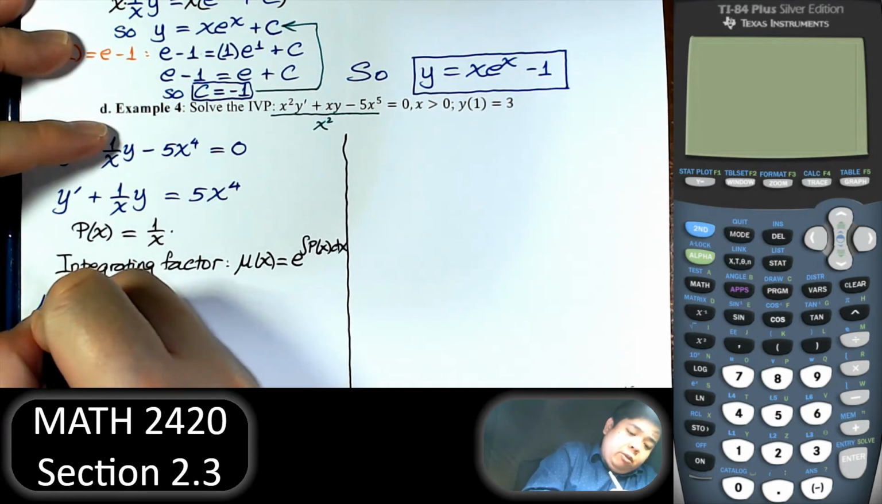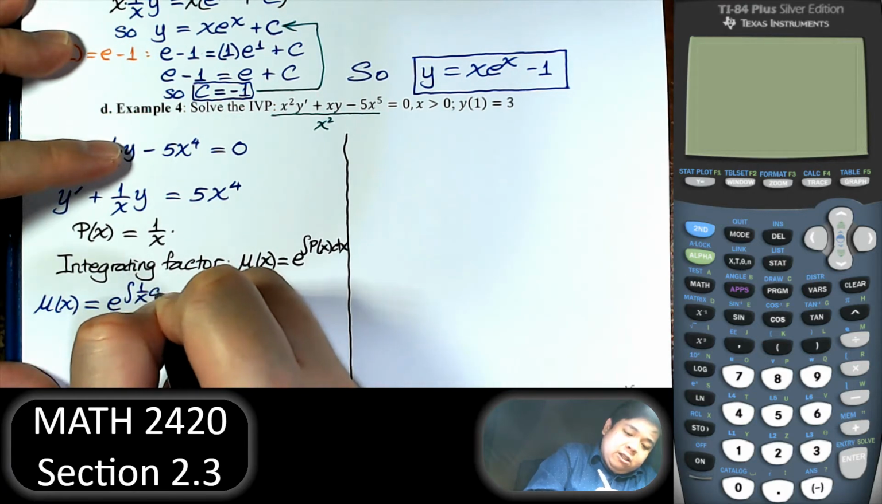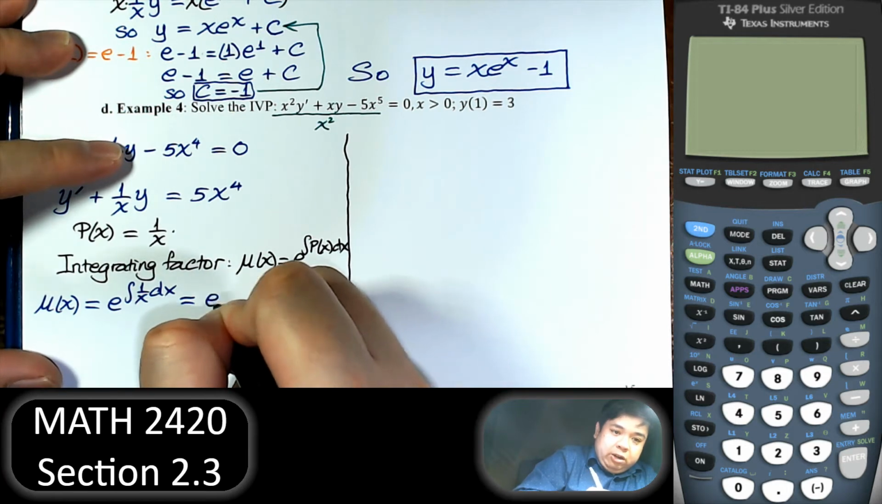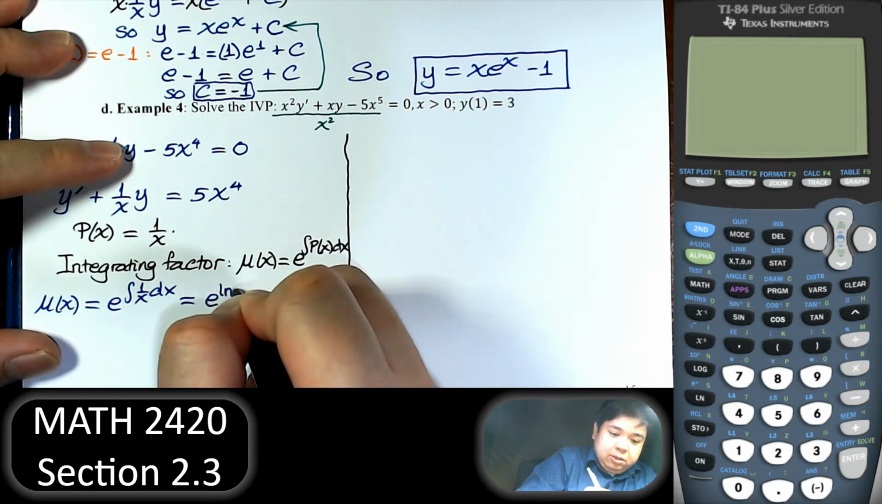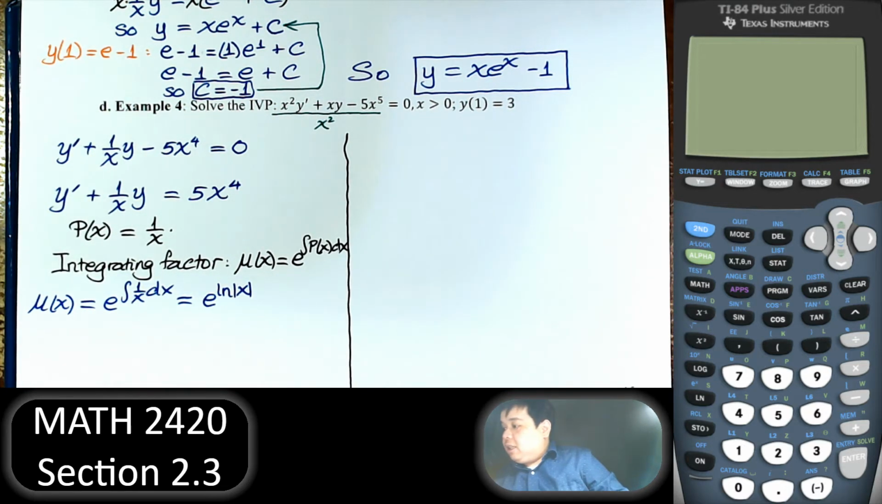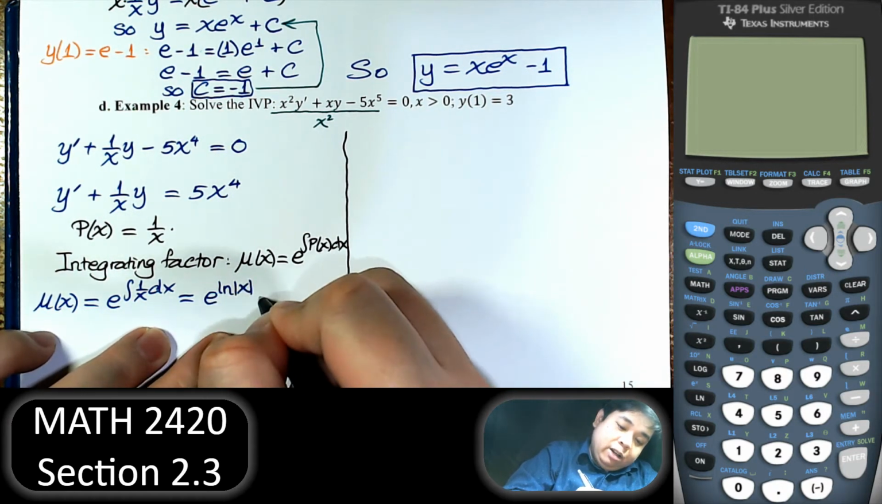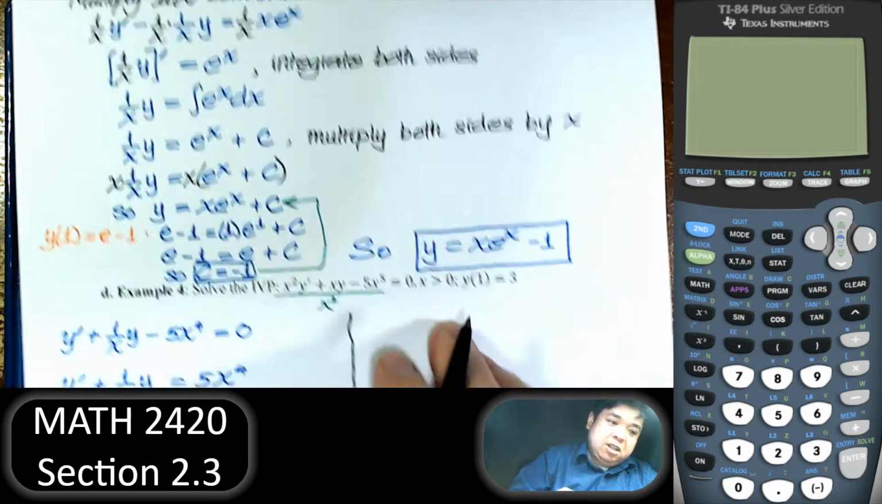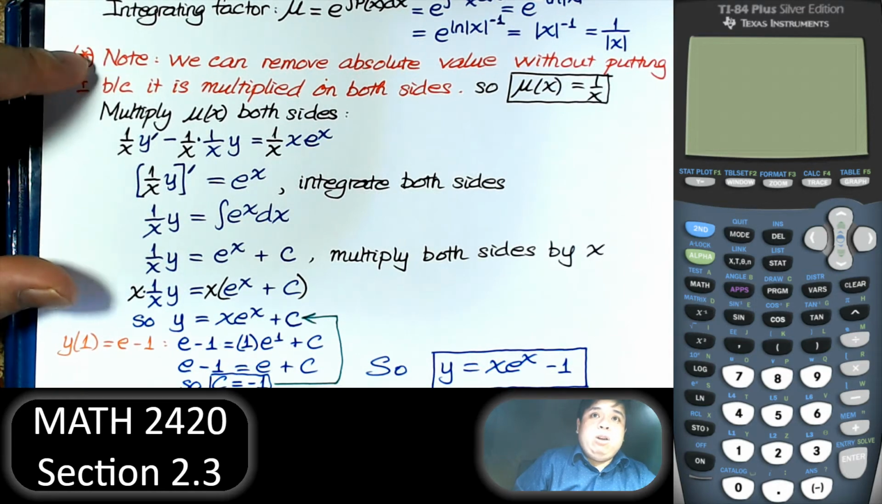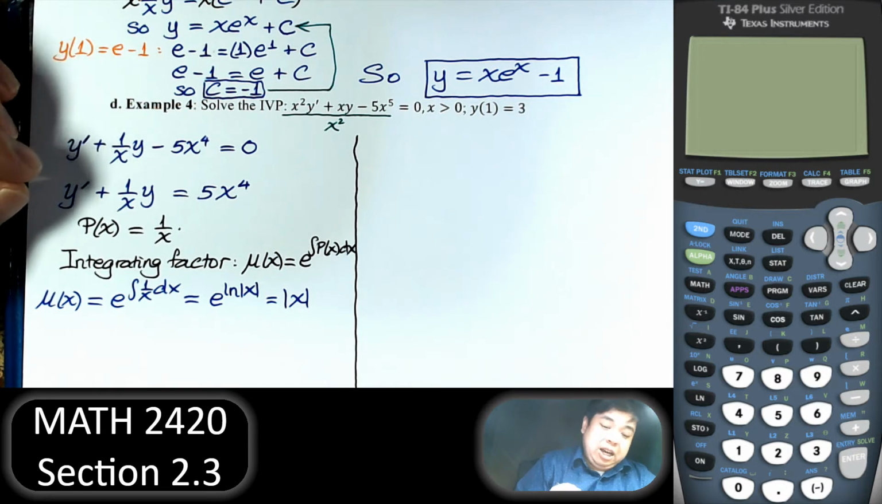So mu of x is e to the integral of 1 over x dx, of course, which is ln absolute of x plus c, but we don't really need the constant c. And ln cancels out the absolute of x. And just like last problem, usually if we have an integrating factor, the nature of that is to be multiplied on both sides. So with absolute values, just get rid of that, and we just use x.